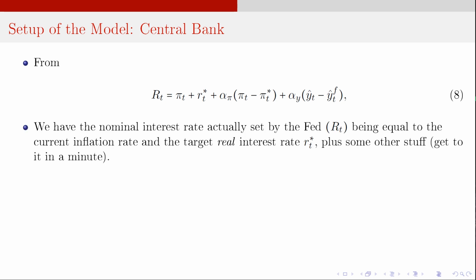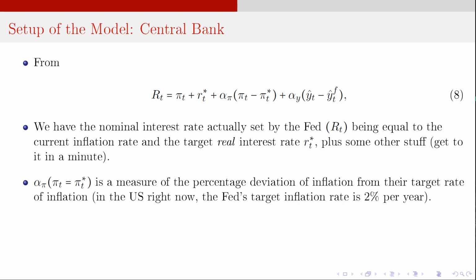So from this, we've got the nominal interest rate set by the Fed, which is this RT, capital RT, being equal to the current inflation rate and the target real interest rate plus some other stuff. The first component in that other stuff is alpha pi times pi t minus pi t star, not pi t equals pi t star. That's a mistake on my part. Look at equation 8, don't look at this bullet point here. Pi t minus pi t star is a measure of the percentage deviation of inflation from their target rate of inflation, which in the U.S. right now, the Fed's target rate is about 2% per year.